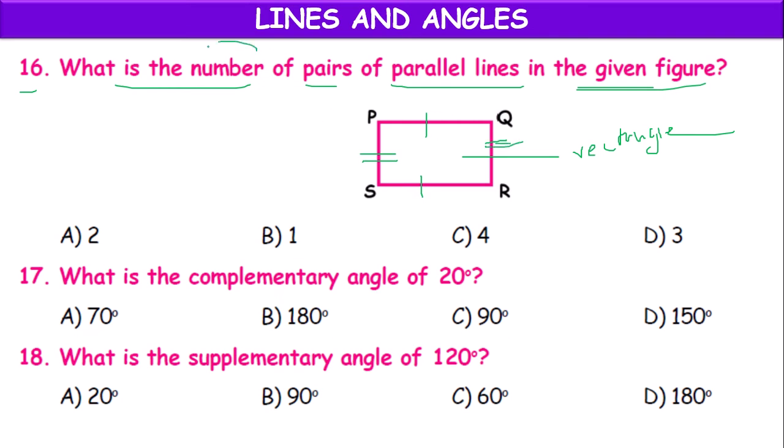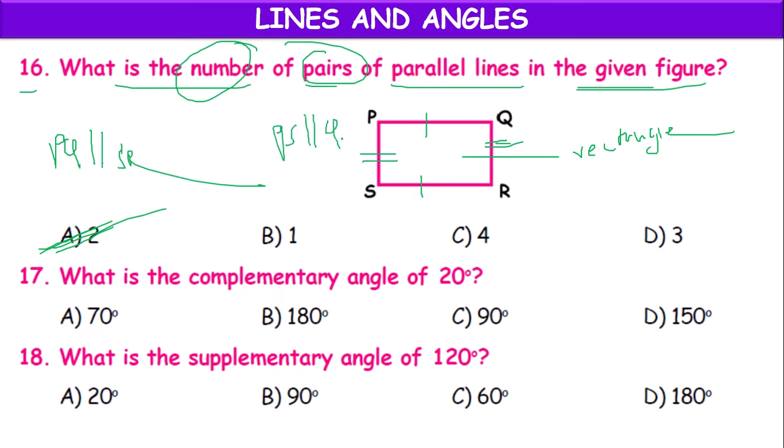So they are asking the number of pairs. One pair, two pairs. So two pairs will be parallel. So in the given figure, two pairs of parallel lines we have. So PQ is parallel to SR and PS is parallel to QR.